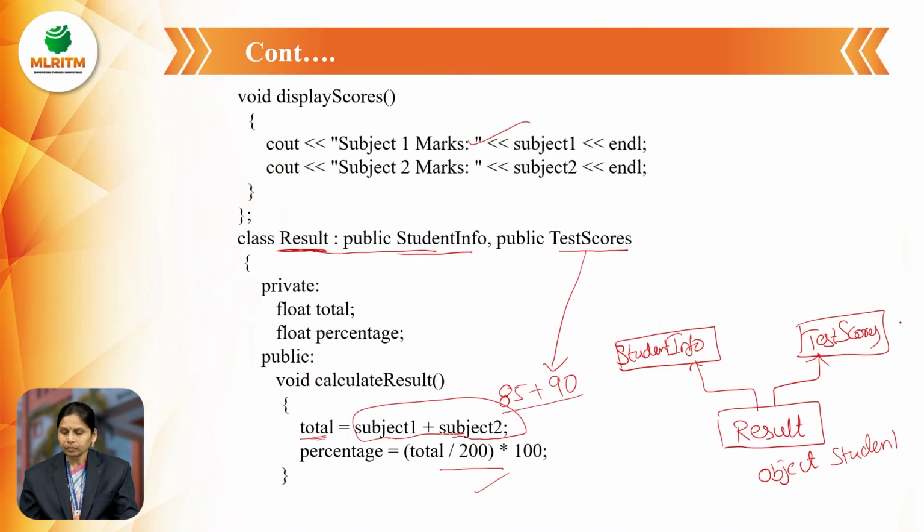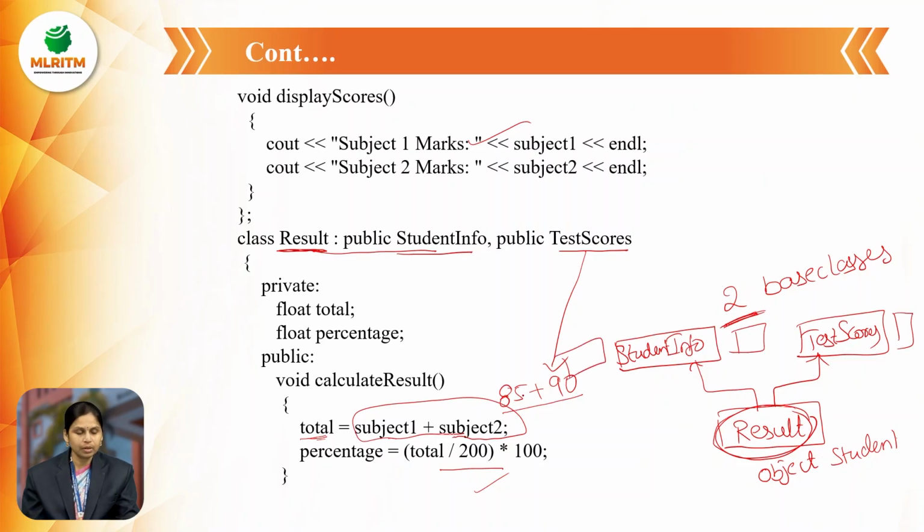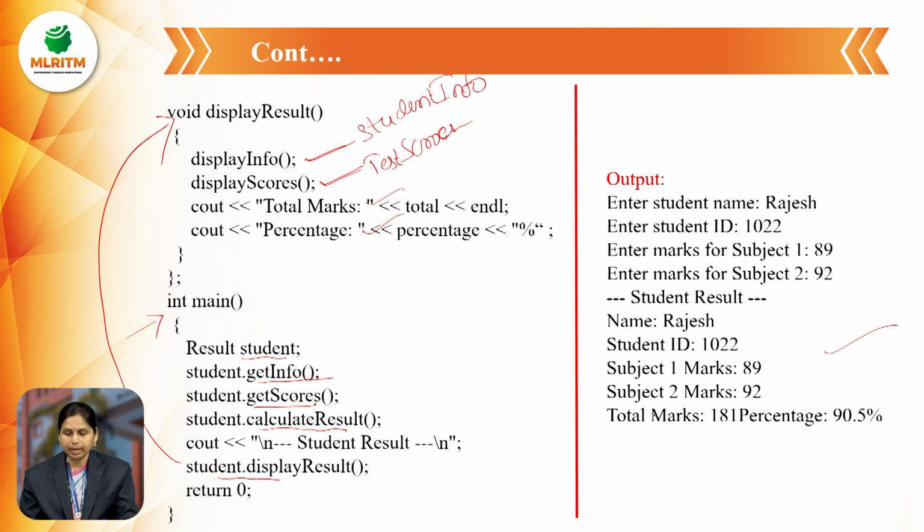Now, here, one child is derived from one or more parent classes. So, minimum there are 2 base classes. One child is derived from 2 or more base classes. Here the minimum number of base classes is 2. So we can use 3, 4, like that you can use multiple base classes. This is called multiple inheritance.